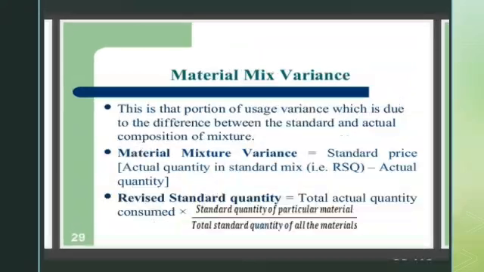The mix variance arises because of changing the proportion in which the different ingredients in the mixture are combined to produce a given product. Material mix variance is equal to standard price into (revised standard proportion of actual input minus actual proportion).